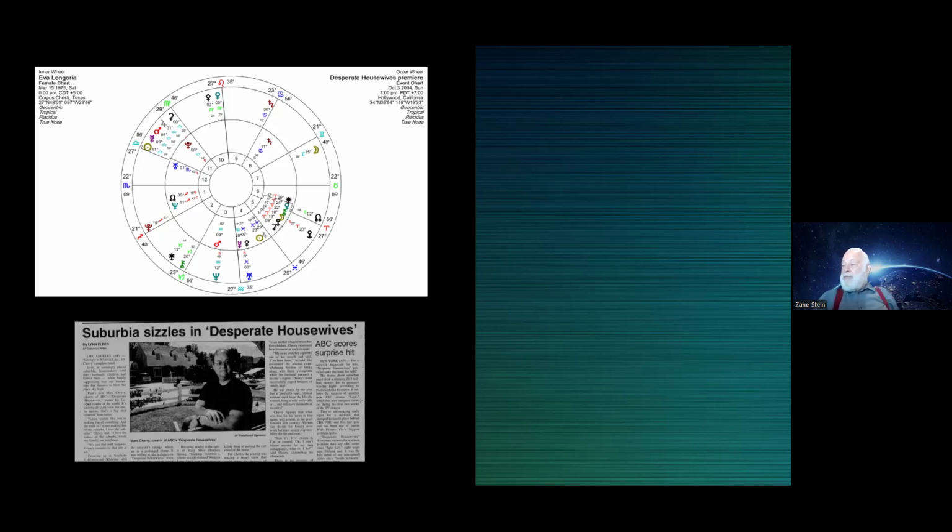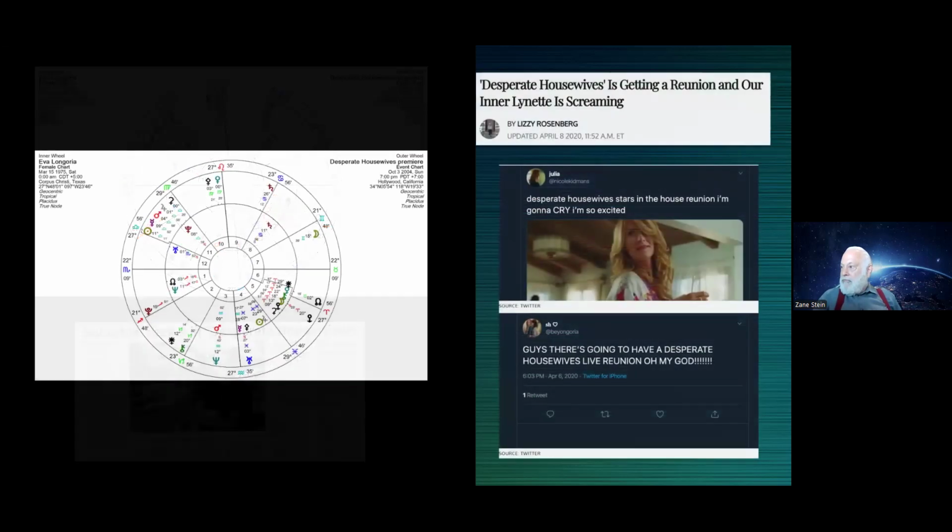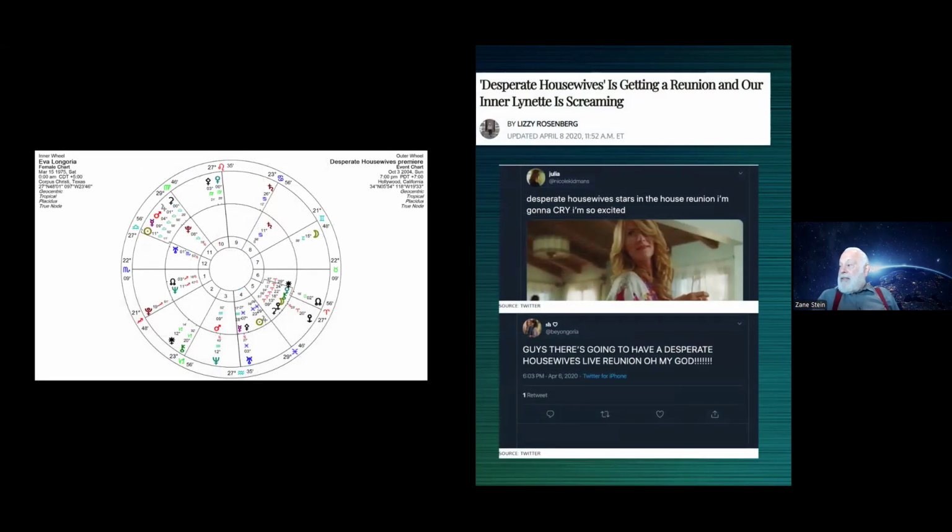There's even a Desperate Housewives fan club, and a lot of the mail to the fan club was from her fans. I think the group still has a Facebook page. They had an online reunion in 2020, 8 years after the show left the air, to raise money for the Actors Fund. And you wouldn't believe how many fans attended.